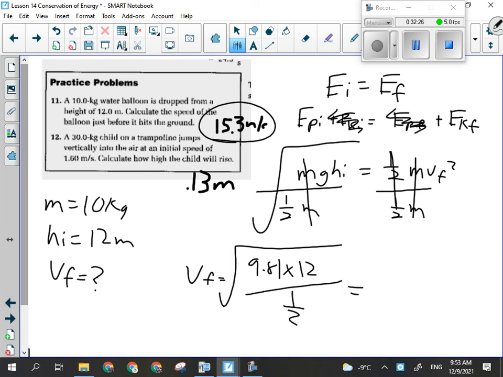Okay, questions on the first one? All right, try the second one. You're not looking for speed now. It's giving you speed. Now they want you to find the height to which the child will rise. It's still comparing top and bottom, so that part of it is still the same.